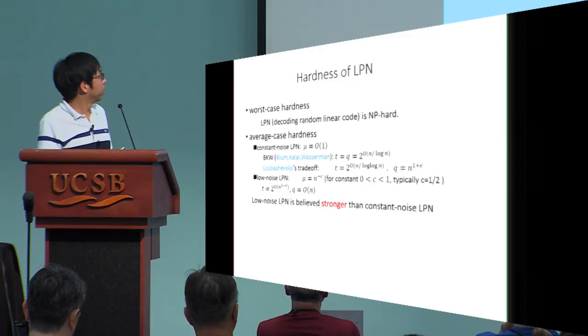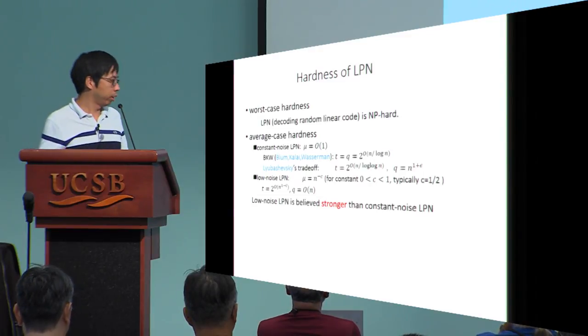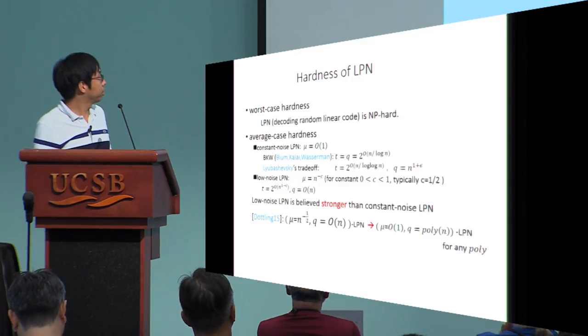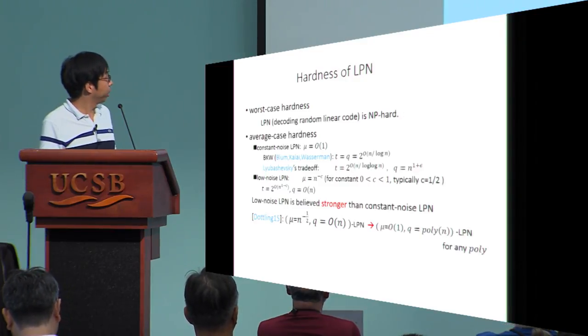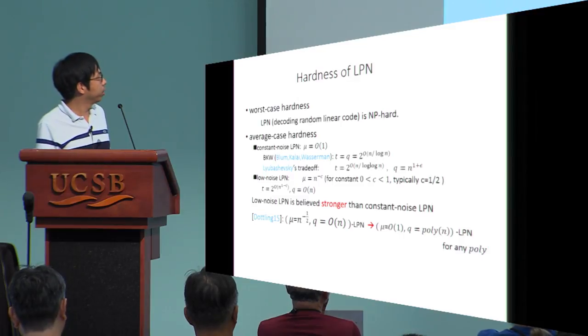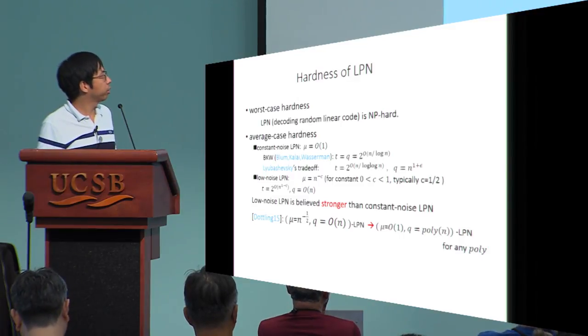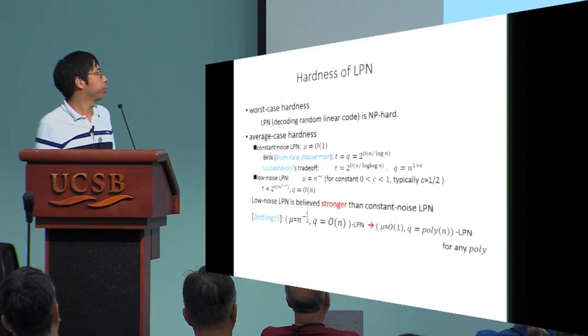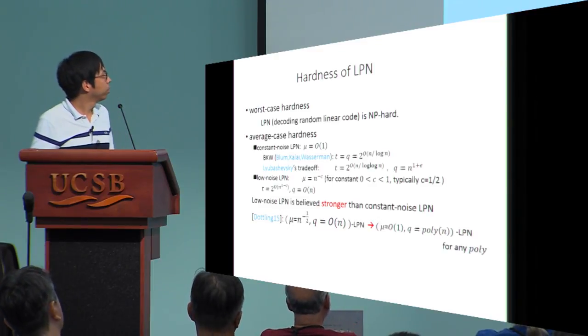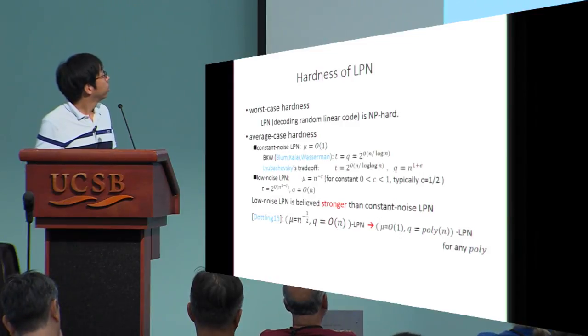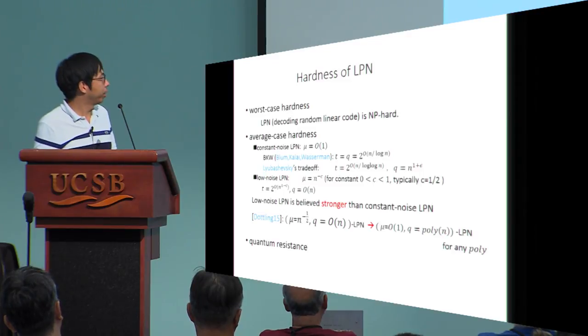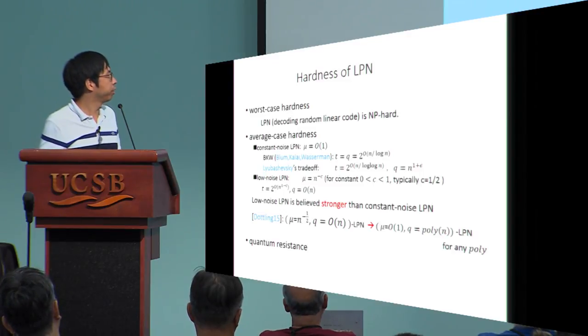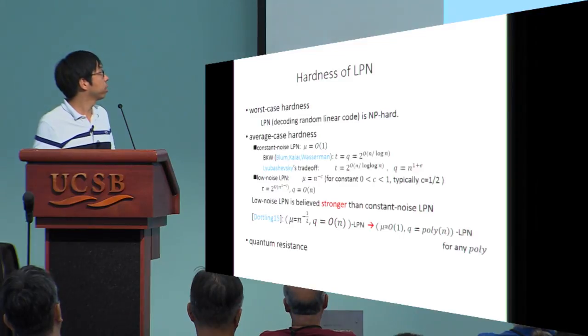And we believe that low noise LPN is a stronger assumption than constant noise LPN. Because we already know from last year's PKC paper that low noise LPN with security against a linear number of samples already implies constant noise LPN with security against any polynomial number of samples. And LPN is also believed to be quantum secure, because we don't know any quantum algorithm that has additional advantages over the classical ones in solving LPN.